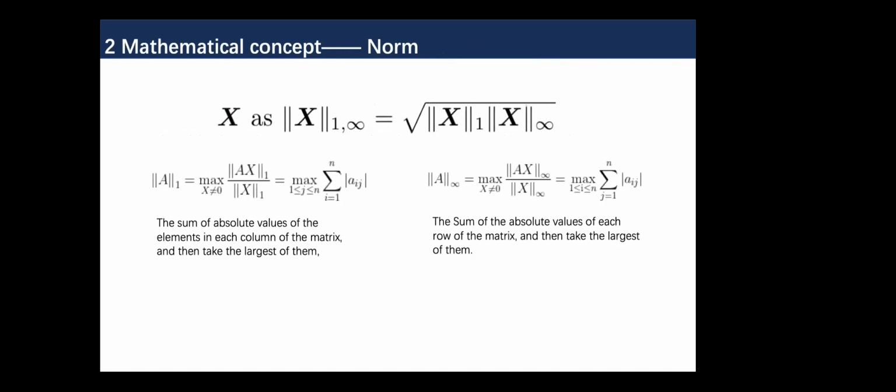The next mathematical concept is called the norm. I think everyone knows the norm, but this norm is not for vectors; here we are using the norm for matrices. Here we have the L1 norm: the sum of absolute values of elements in each column of the matrix, and then take the largest of them. Next is the infinity norm: the sum of the absolute values of each row of the matrix, and then take the largest of them.